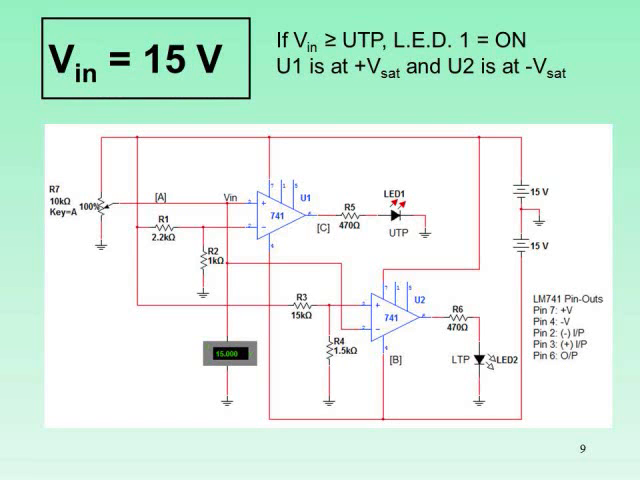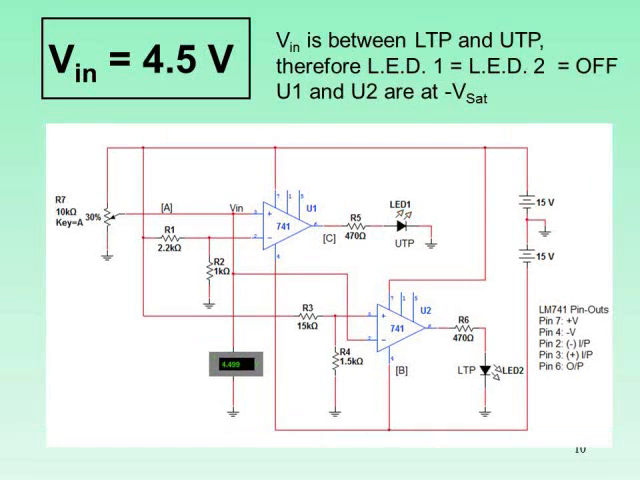So in the first case, the input voltage is set to Vin, and in this case Vin is greater than or equal to the upper trigger point, which is our 4.69. Therefore LED1 is turned on, so the output of U1 is at plus Vsat, and U2 is at minus Vsat, so therefore LED1 is on and LED2 is off.